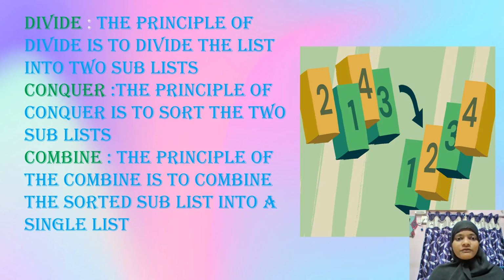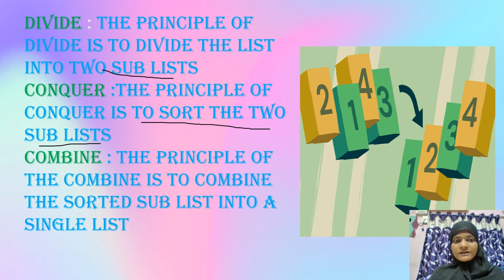Divide. The principle of divide is to divide the list into two sublists. Here we divide the list into two sublists based on the pivot element. Conquer. The principle of conquer is to sort the two sublists. Here we arrange the two sublists in ascending order. Quicksort by default arranges the elements in ascending order.